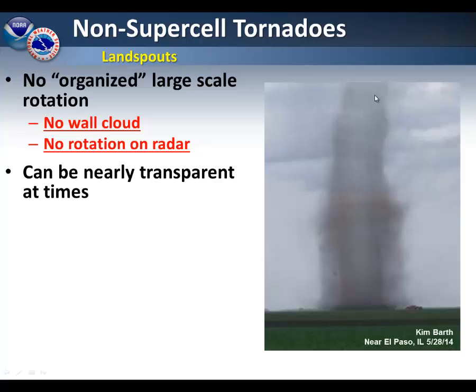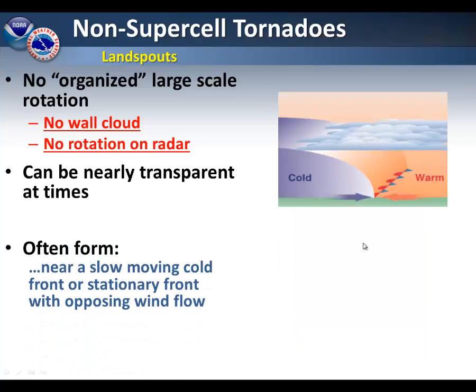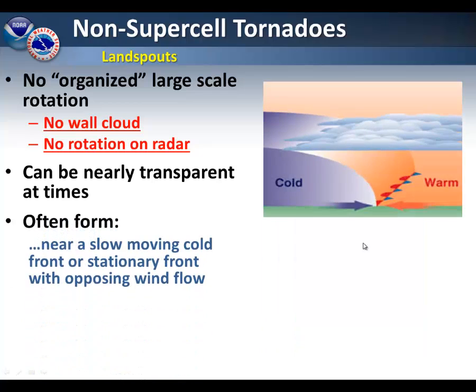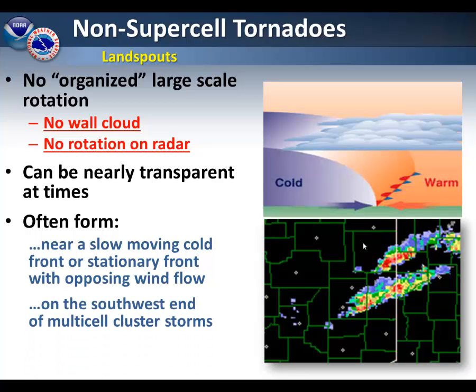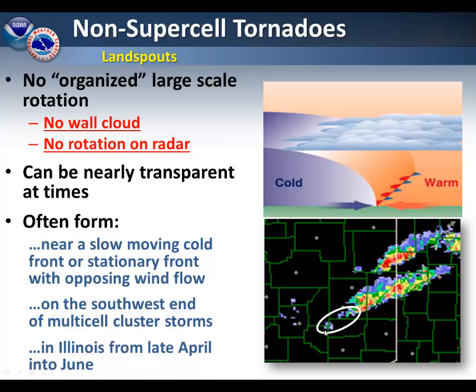Here's another example from the same area, looking a little more dramatic. It can be nearly transparent at times. Notice that you can see somewhat through it. They often form near a slow moving cold front or a stationary front with opposing wind flow. They can also form on the southwest edge of a cluster of multi-cell thunderstorms. In Illinois, these are most common from late April into June.